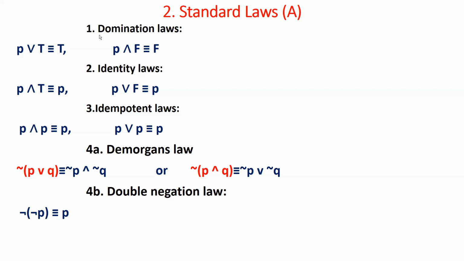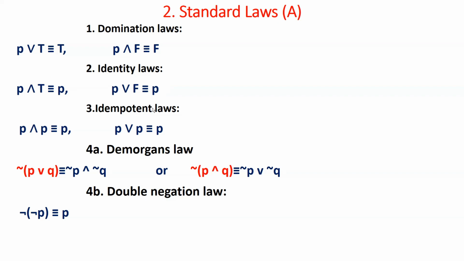This particular law is known as domination law. By practicing only, all these laws will stay in your mind. Second, identity law. If any atomic proposition is ANDed with true, then we'll get the result as P. If any atomic proposition is ORed with F, we'll get the result as P. This particular law is known as identity law.